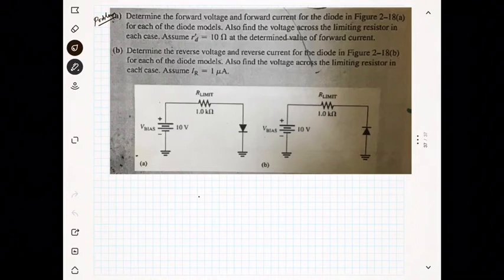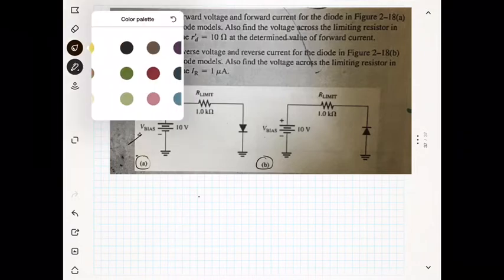So we will start with a problem. You can see that there are two circuits, shown in figure A and figure B. Okay, and there is a voltage given, known as V bias, which is 10 volt, which is given to a diode.